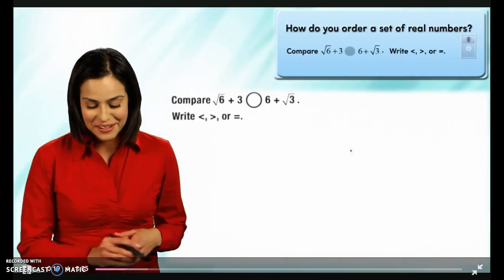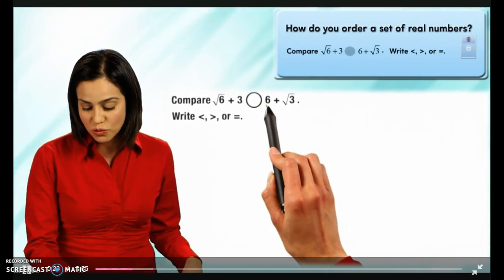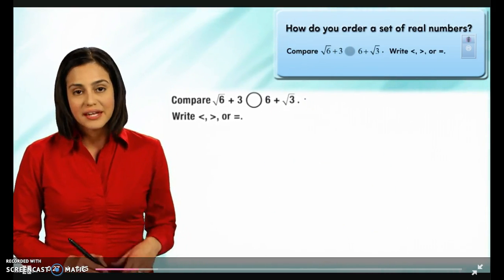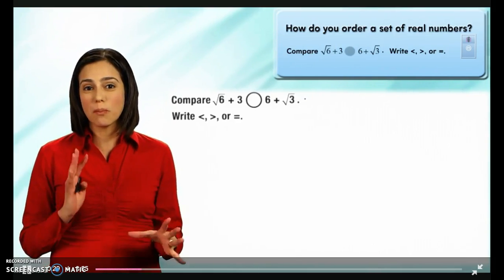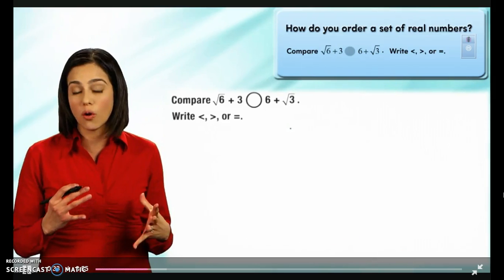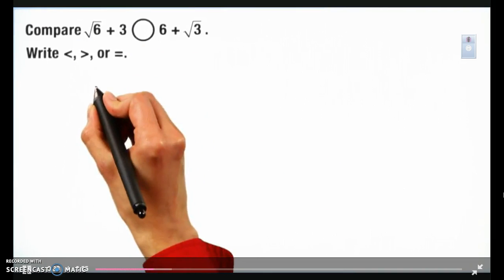You've heard about comparing apples to apples. That's great fun. Let's have some great fun on our own by comparing irrationals to irrationals. Compare square root of 6 plus 3 to 6 plus square root of 3. Now, in order to do that, we need to approximate the square root of 6 and the square root of 3, since we don't know what that simplifies to. So let's start with square root of 6.